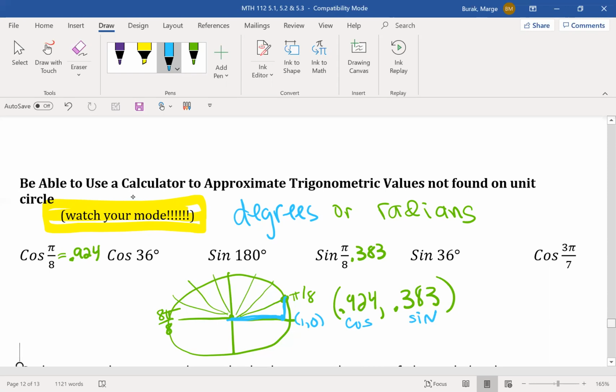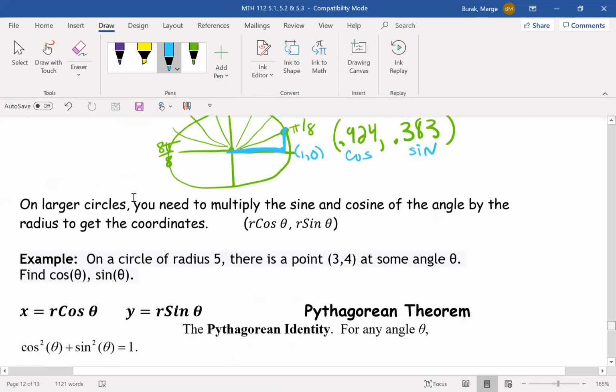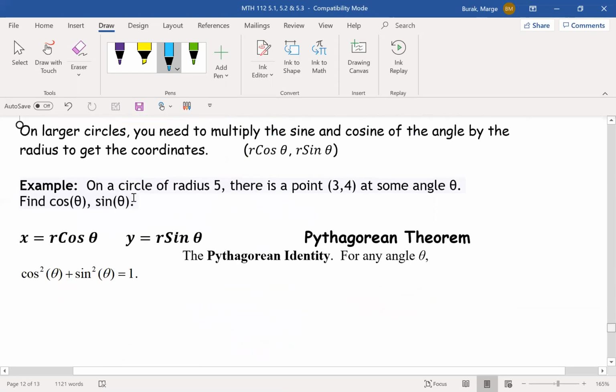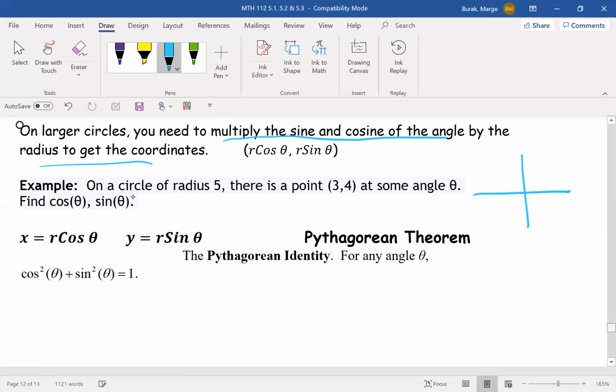It's how far you go on the x-axis for the cosine and how far on the y-axis to get to that angle, okay? Just so you know. All right, now if we're not on the unit circle, we have to multiply the sine and the cosine by the radius to get the actual distance. So for example, on a circle of radius 5, let's say, here's the unit circle, which is really small in here, but we're going to go out 2, 3, 4, 5. This is a bigger circle.